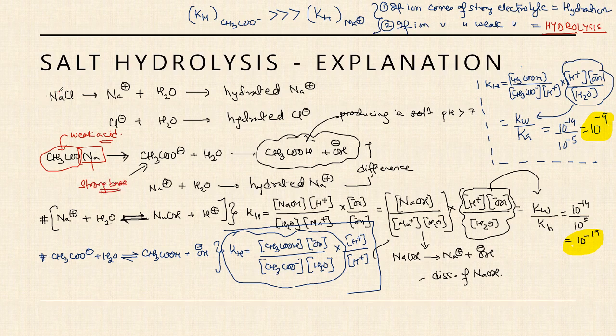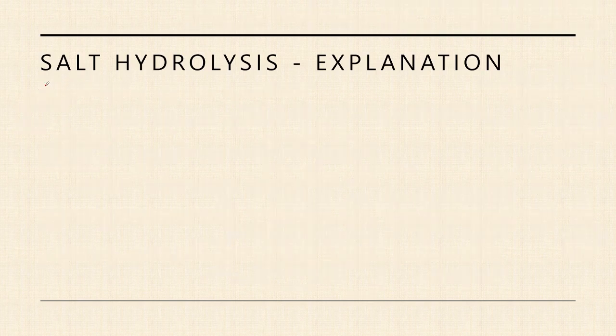Sodium chloride में Na plus comes from NaOH, which is a strong electrolyte, and Cl comes from HCl. So both of them are strong electrolytes. Therefore Na plus and Cl minus, when they are produced in water, they will only undergo hydration. They will not undergo hydrolysis. Is that clear? I hope this is understood. Let's move on to the next part.